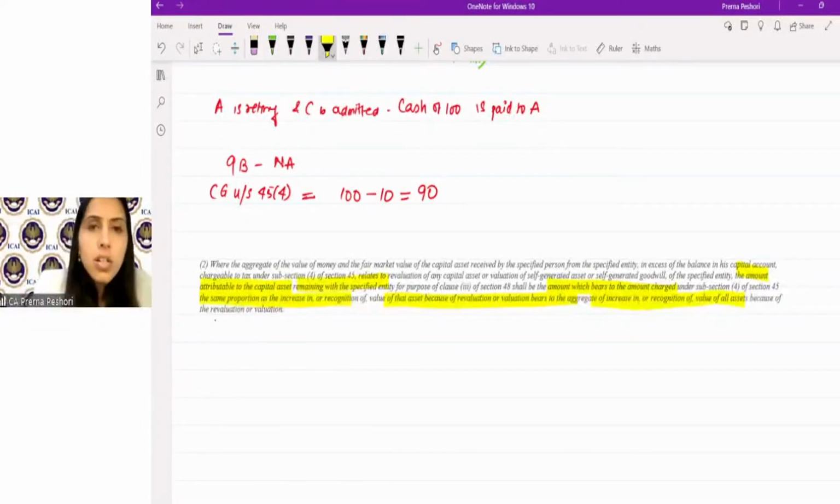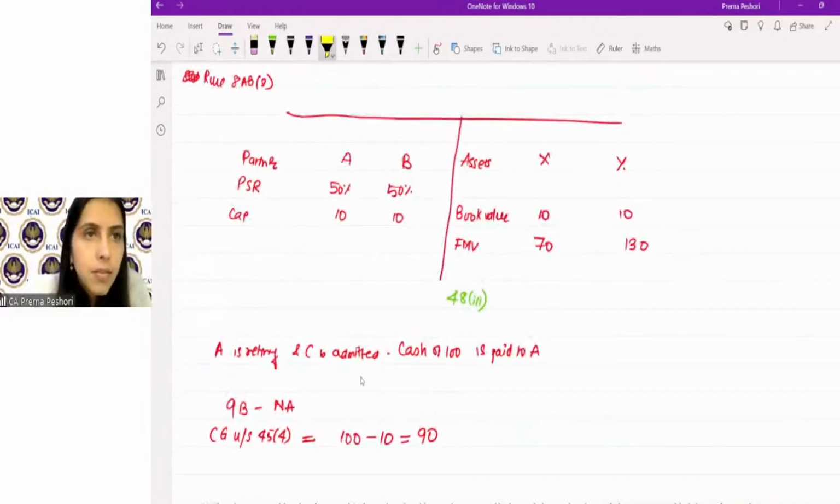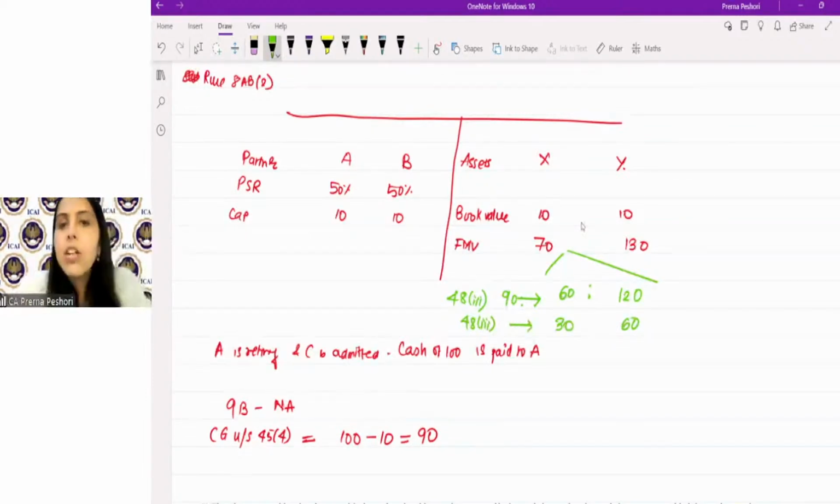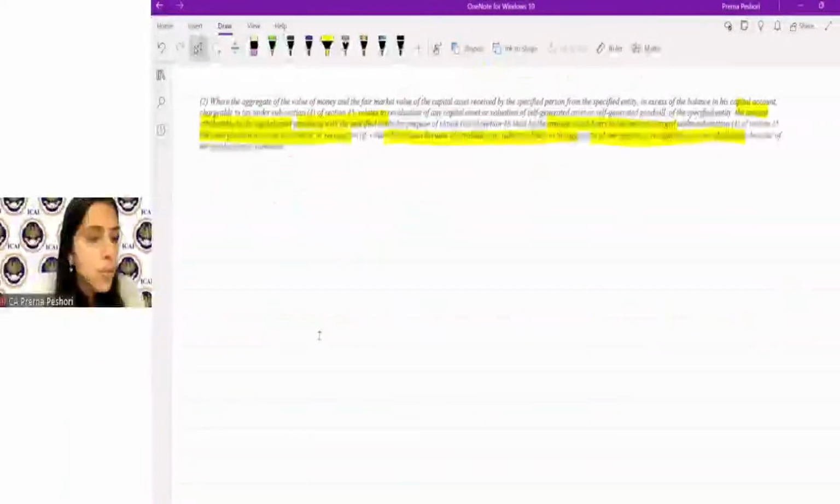So what does it mean? So here, 90 rupees which is there, I will attribute this 90 in the ratio of 60, which is on account of X, to 120, which is the appreciation of Y, right? And 48(3) therefore will be 30 and 60. So when I sell X, I will get a deduction of 30. When I sell Y, I will get a deduction of 60. Are we clear? Clear? So it has to be in the same proportion as the increase in the asset. Are we clear? So when there are two assets, this is how I will explain it to you with the example.